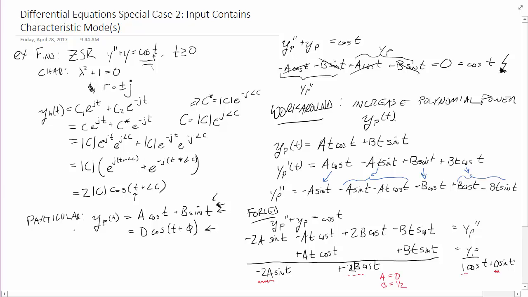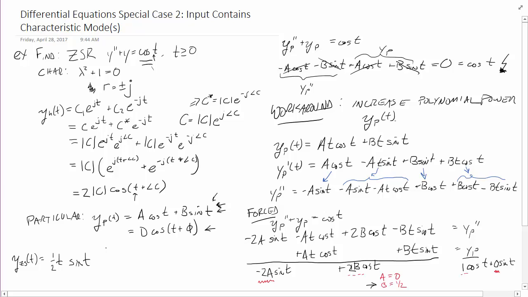Okay, I'm running a little bit out of room here, but let's try to utilize this bottom left corner. So our best guess at the zero state solution is going to be 1/2 times t times sine t, because that's our newly minted b that we found was b equals a half and a equals 0. So it turns out that forcing the system with a cosine, you don't need a cosine in your solution, but you do need a t times a sine t.